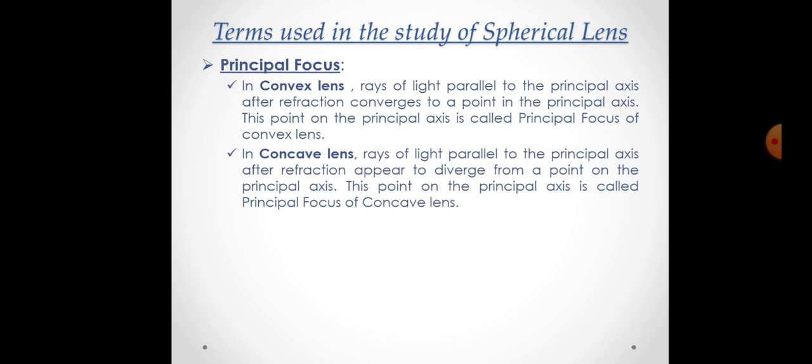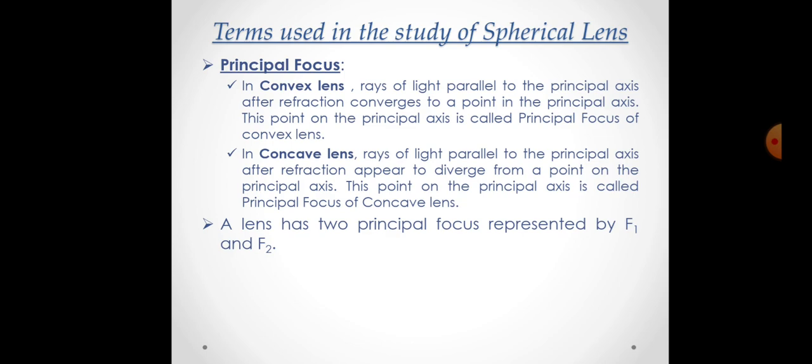Whereas in concave lens, rays of light parallel to the principal axis after refraction appear to diverge from a point on the principal axis. This point on the principal axis is called principal focus of concave lens. In case of concave lens, you will see that the light rays that are parallel to the principal axis after refraction diverge in different directions, and it appears that they diverge from a point on the principal axis. So that point is called your principal focus of concave lens.